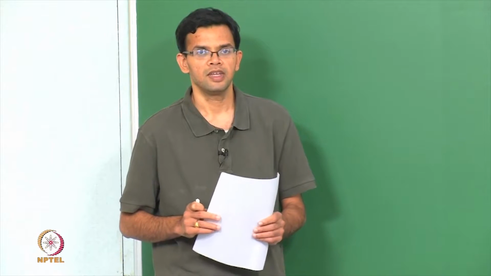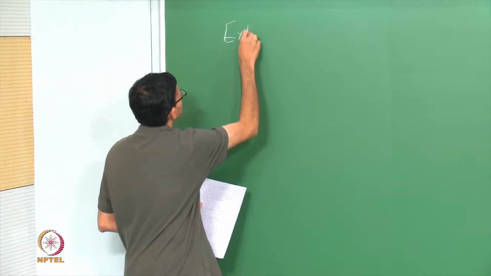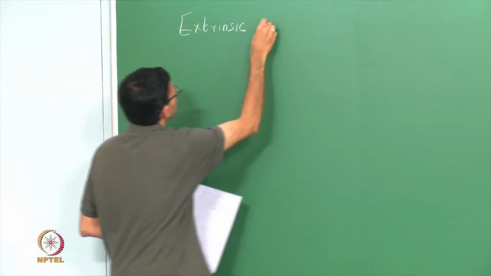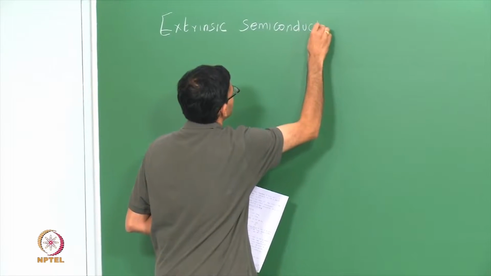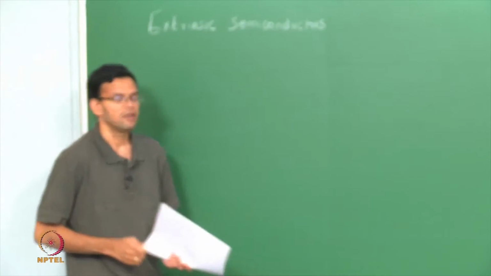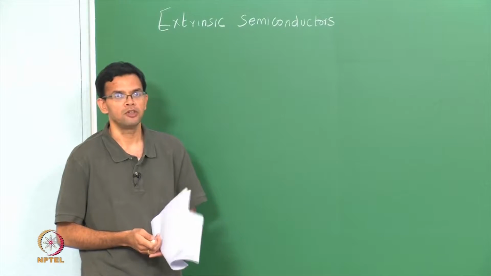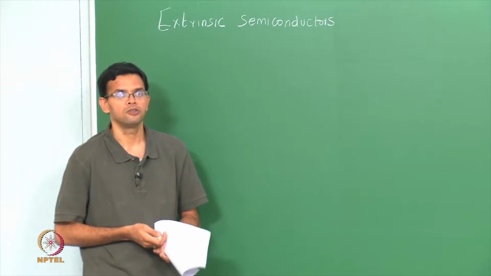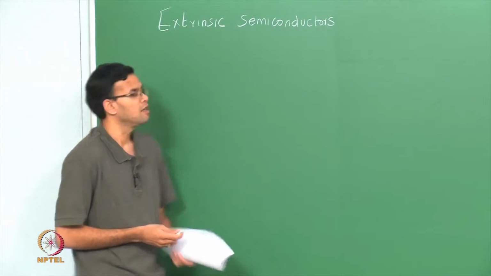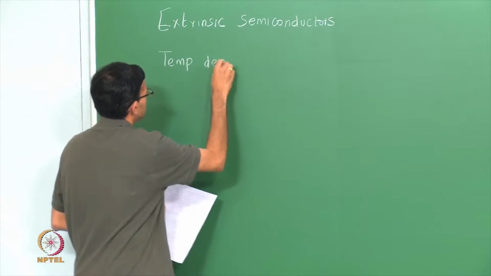Let us start with a brief review of last class. In last class, we continued discussing extrinsic semiconductors. If you remember, extrinsic semiconductors are those where we add a small amount of a specific impurity in order to selectively increase the concentration of either electrons or holes. Towards the end of last class, we looked at the temperature dependence of the majority carrier concentration.